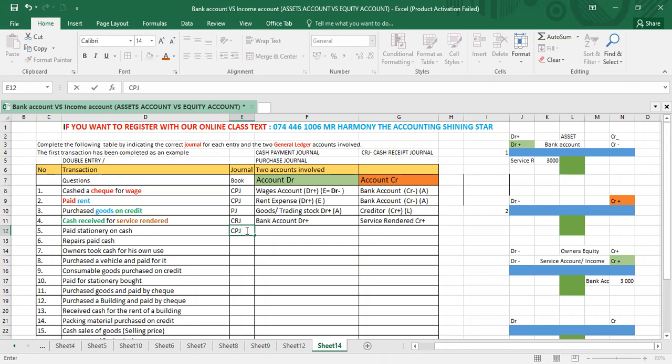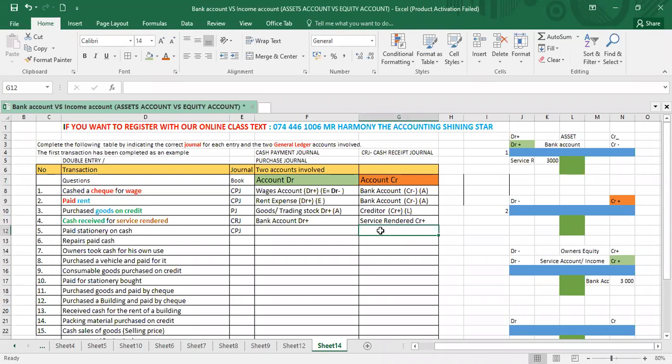Yes, CPJ, it's leaving our bank account. It's decreasing our bank account. It means that money is leaving the bank account. So every time when money leaves the bank account, will the bank account be debited or credited? Let us welcome Amanda. Anyone to help? When we remove money, the bank account will be credited when money leaves our bank. Thank you very much. Right.